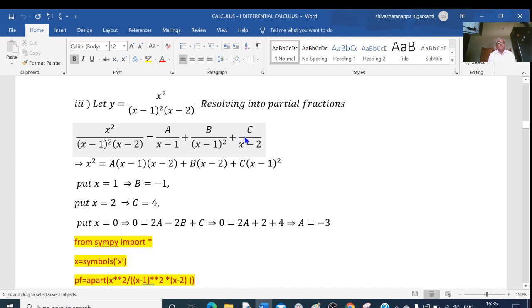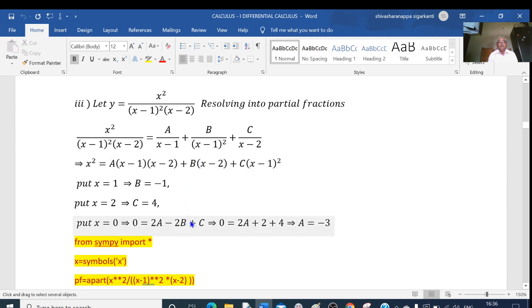Already we know the values of b and c. Substituting for b and c, then we get the value of a. So if I put x equal to 0, left hand side is 0. And the right side becomes 0 minus 1 is minus 1, into minus 2, minus into minus is plus 2a. X equal to 0 means 0 minus 2 is minus 2.